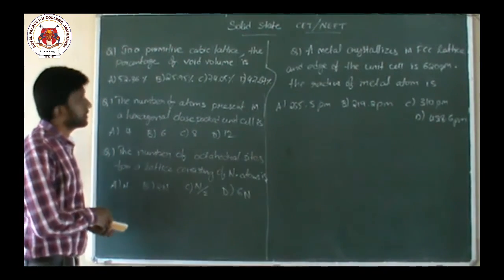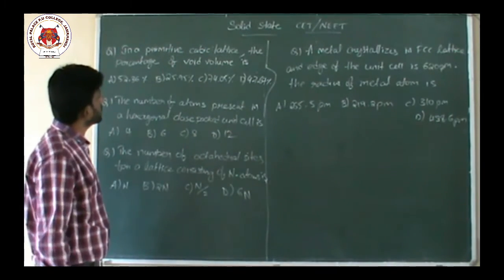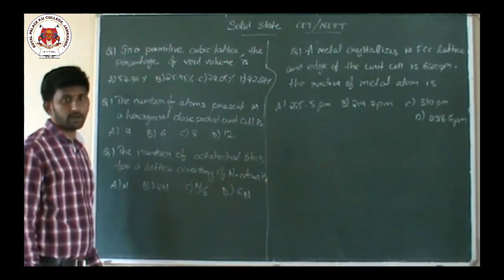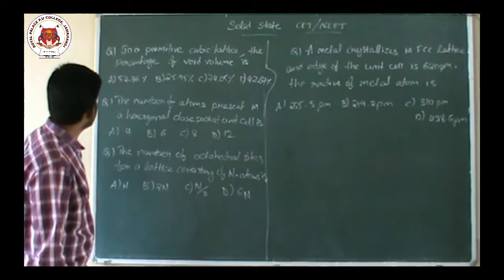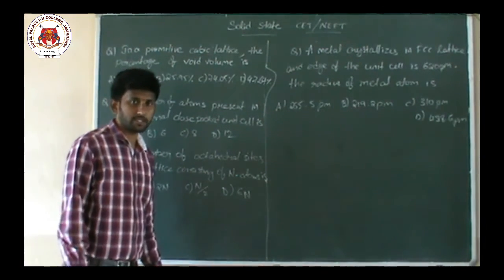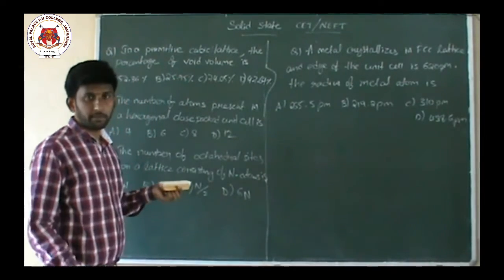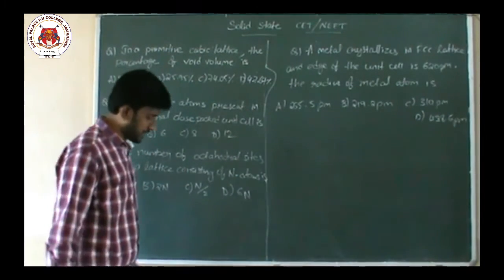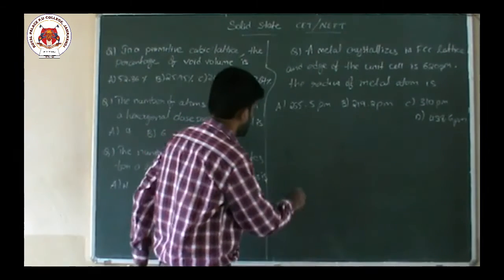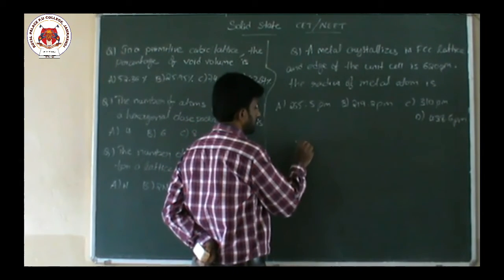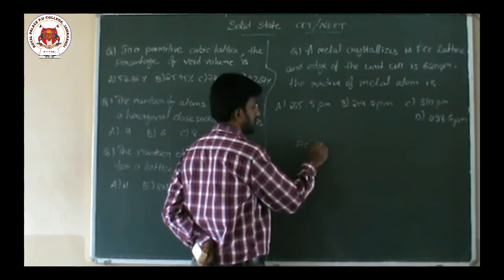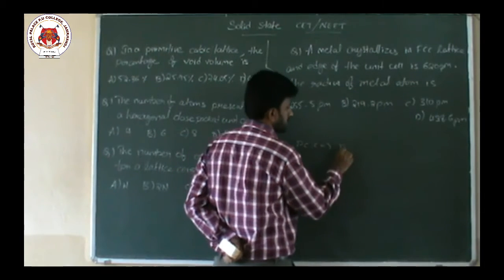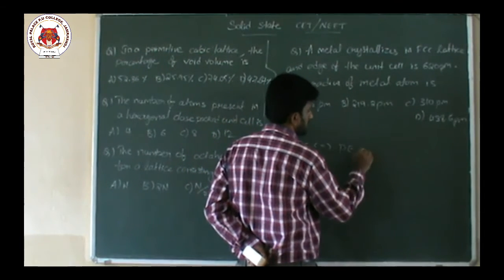Now, next question: in a primitive cubic lattice, the percentage of void volume is. Now, what is void volume? Nothing but empty space. Now, primitive cell they are saying. In a primitive cell, you know that in simple cube or primitive cubic lattice, the packing efficiency is how much?